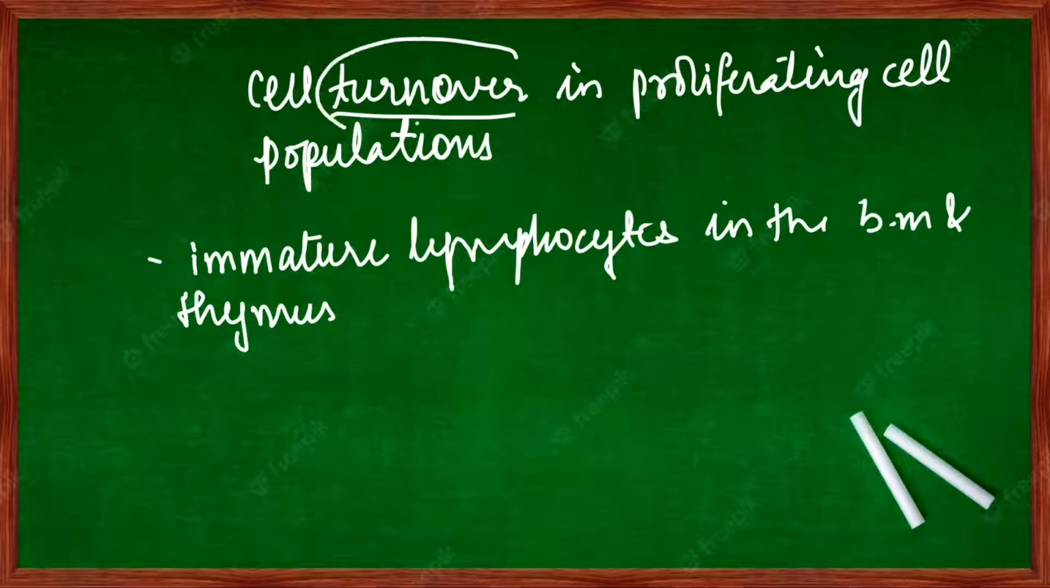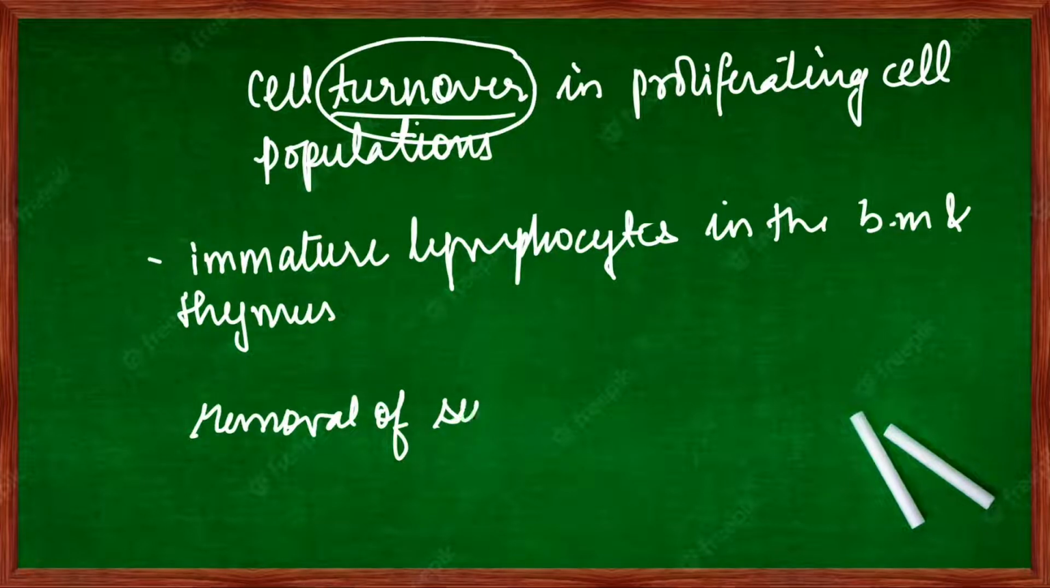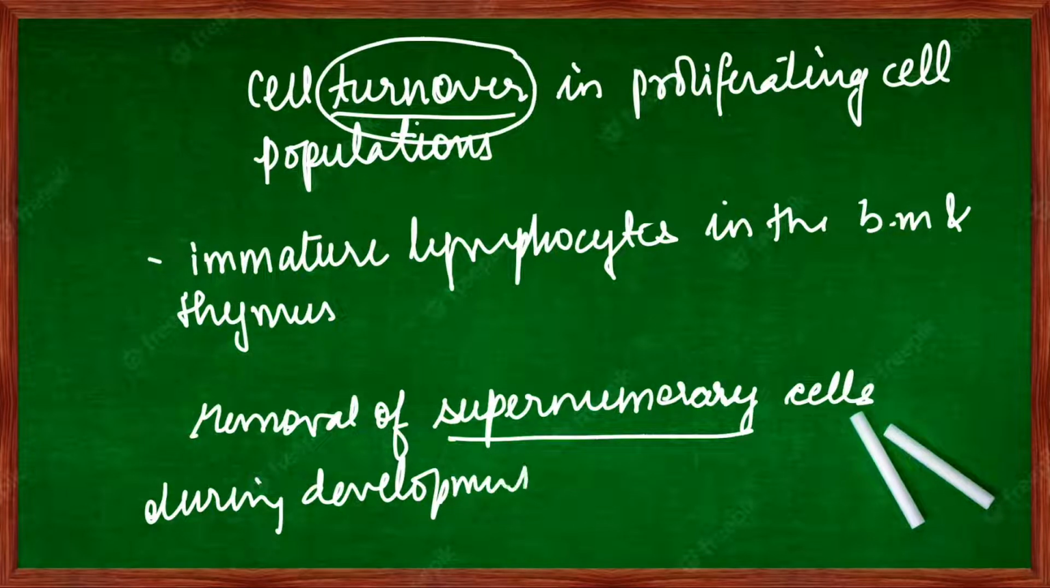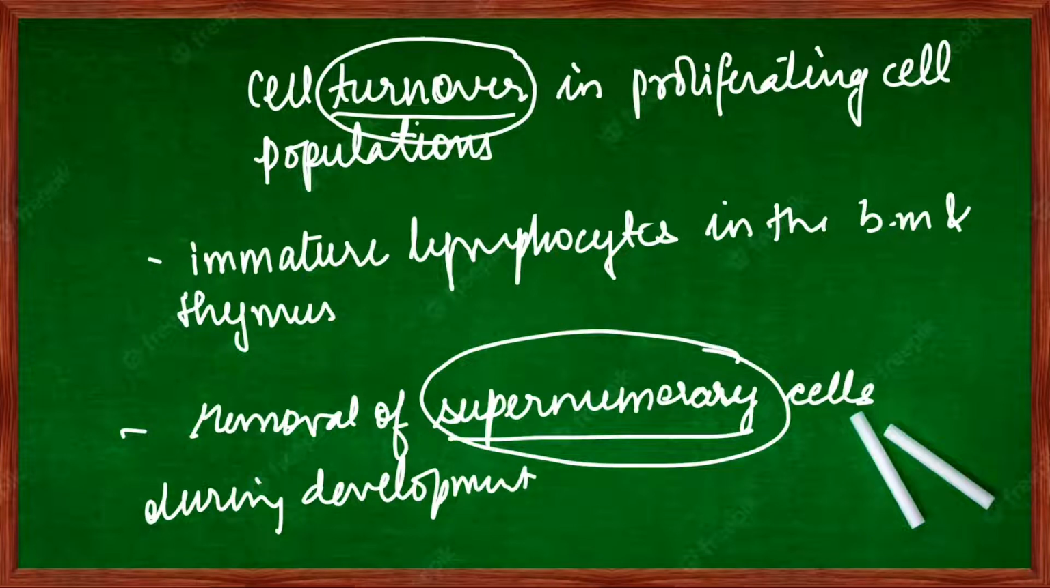This turnover means that cells are proliferating and they are dying. So that is called cell turnover. Then another example is the removal of supernumerary cells, that is, if they are in excess of what is required during development. If there are excess cells during development, they are removed.